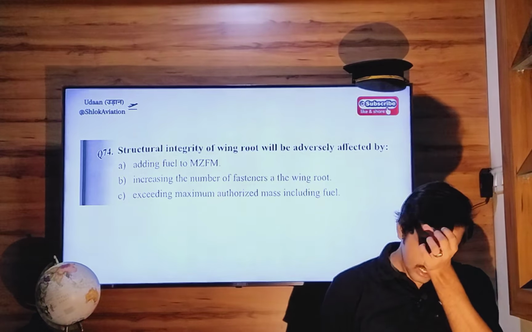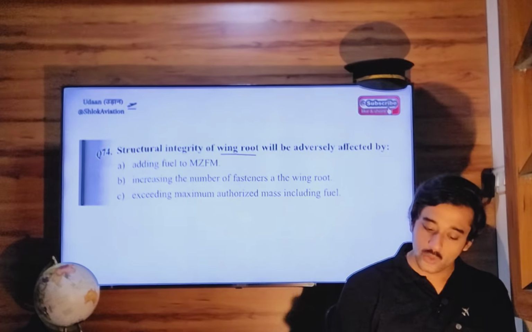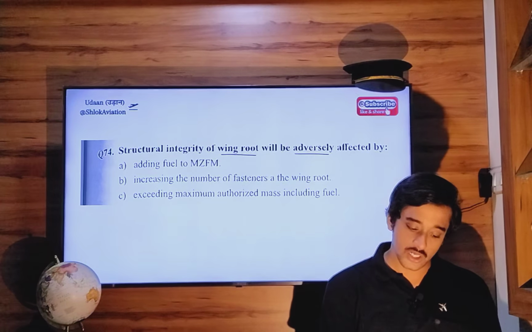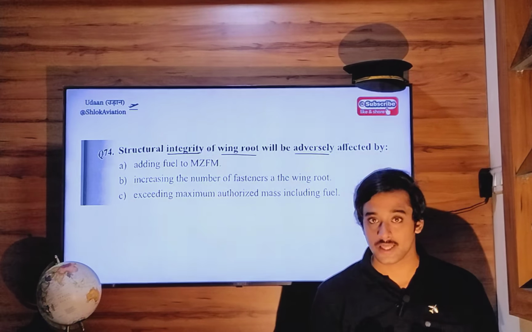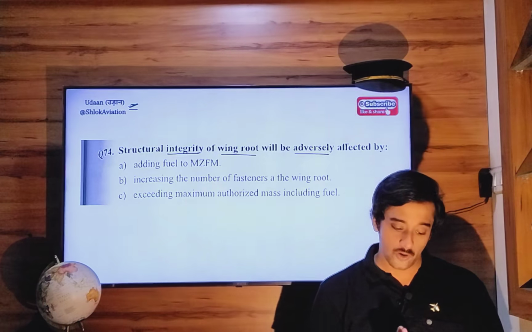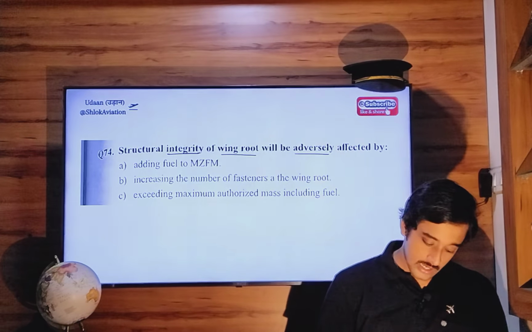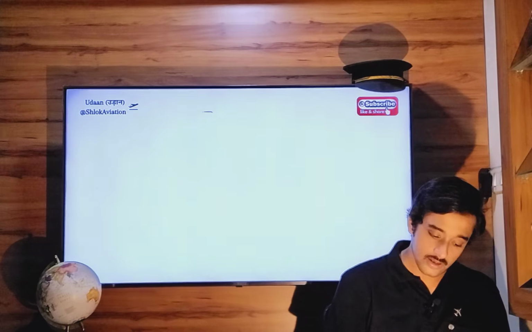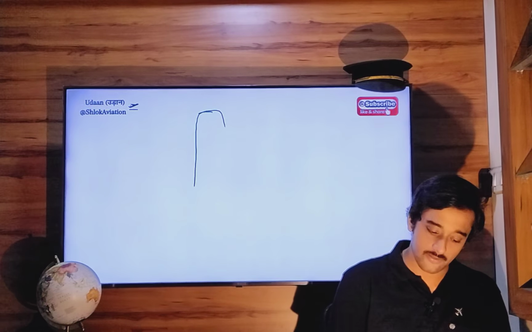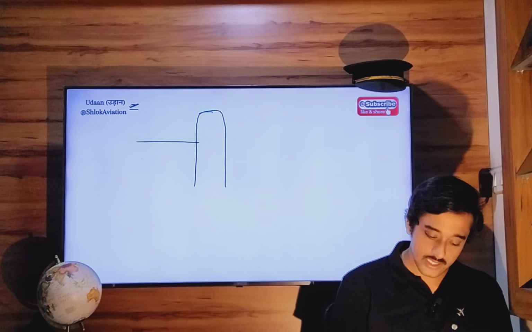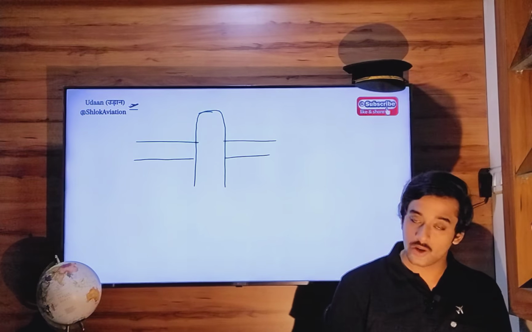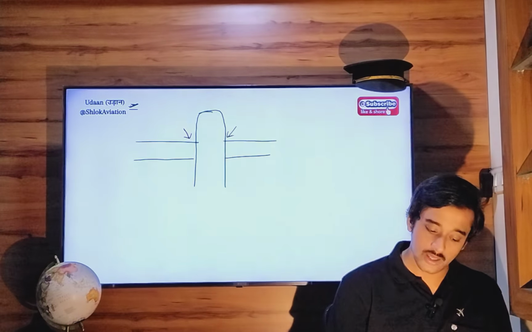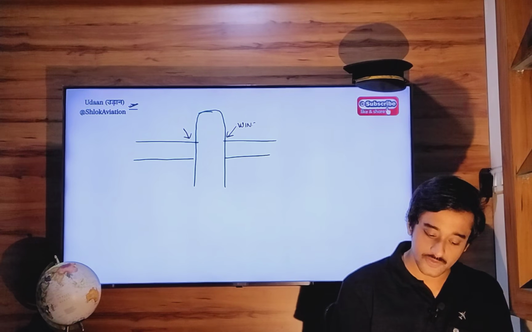Next, structural integrity of wing root will be adversely, that means negatively affected by what? Now, structural integrity means structural strength, structural capability of your wing root. What is wing root? So, wing root is the place where the wings of your aircraft, let's say this is the fuselage of your aircraft, and these are the wings. Okay, so wing root is the place where the wings are in touch with the fuselage of your aircraft.